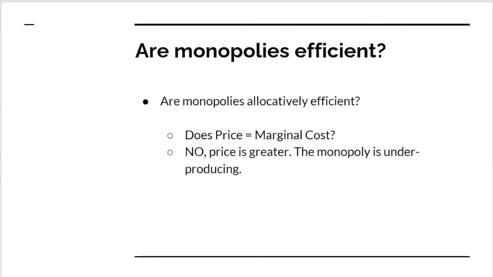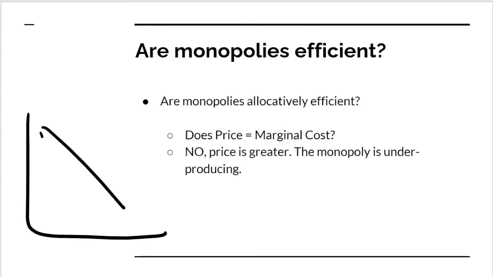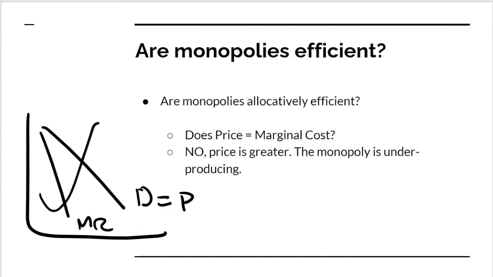Are monopolies allocatively efficient? Does price equal marginal cost? The answer yet again is no. The monopoly is underproducing their goods. So let's draw out our graph, but this time we don't need to draw out our ATC. Remember, demand is also equal to our price here. So here, we're producing where MR equals MC, but the price is all the way up here. So does price equal our marginal cost? The answer is no, because our marginal cost is down here, but the price is up here. So our price is greater. Because of that, monopolies are not allocatively efficient as well.